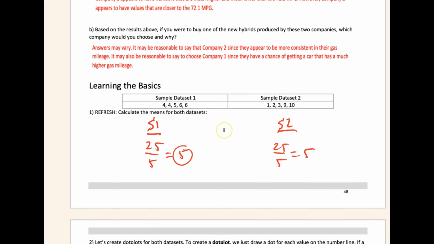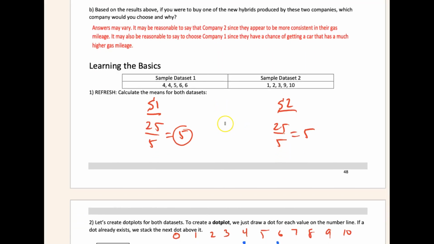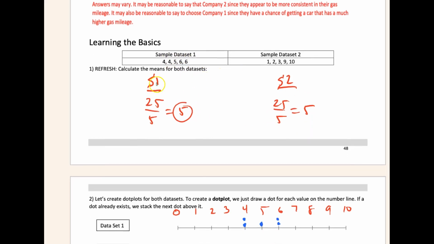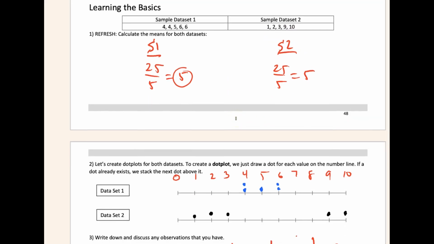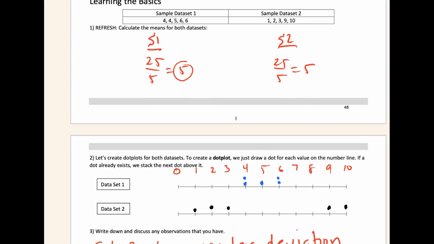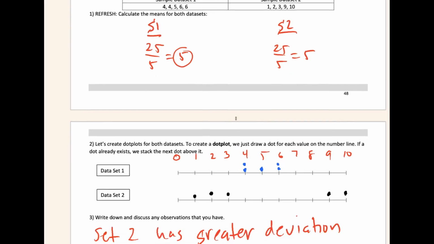So let's remind you what we did last time. Measure of center first, calculate the means. And so you can see here are two data sets again that have the same mean, 5. When you add them up for set 1 and set 2, you get 5. And so we're going to use that data below to examine measure of spread.